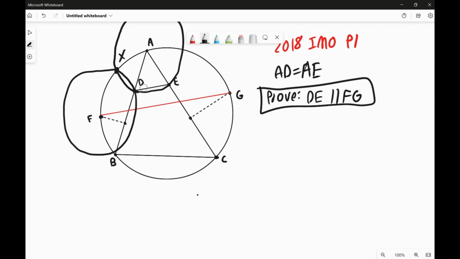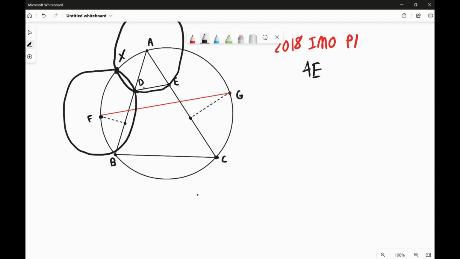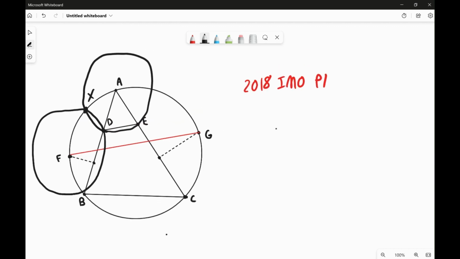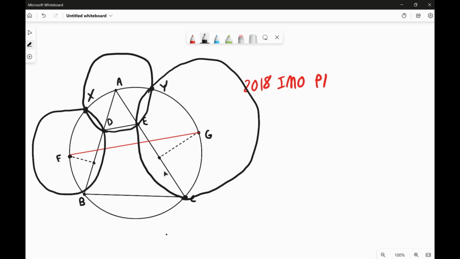And keep in mind that we want to prove that DE is parallel to FG. Similarly, the circle with center G passing through E is also intersecting on the circumcircle. So let me draw that. All right, now what? And this point here is Y, I suppose. We want to somehow get rid of D and E from the problem because they seem kind of nasty here. So let's go ahead and do that.